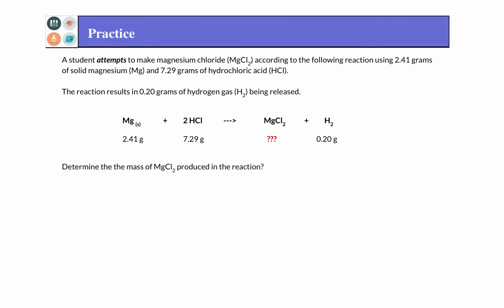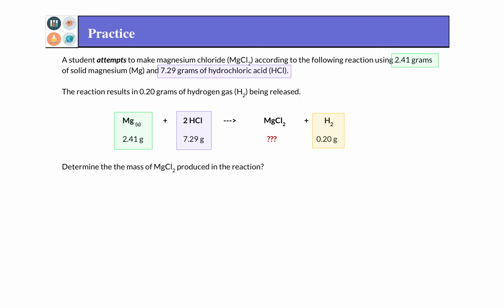So let's put this into practice. A student attempts to make magnesium chloride, which is MgCl2, according to the following reaction using 2.41 grams of solid magnesium and 7.29 grams of hydrochloric acid. The reaction results in 0.20 grams of hydrogen gas being released. What I'm asking here is: determine the mass of magnesium chloride produced in this reaction.